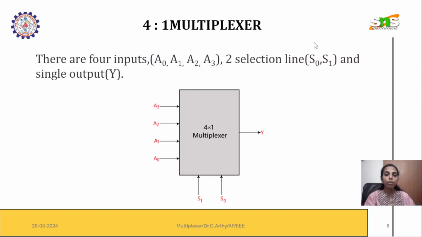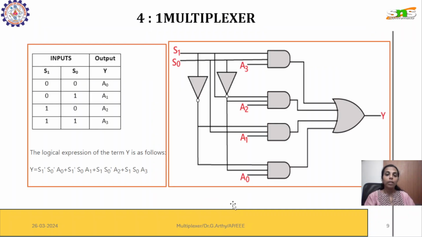Then we have the 4 to 1 multiplexer. Can you guess, if I give four inputs, how many selection lines are required? If I have n selection lines, then four inputs is possible. So the selection lines should be two. If I want to select any one out of four inputs, then we need two selection lines.